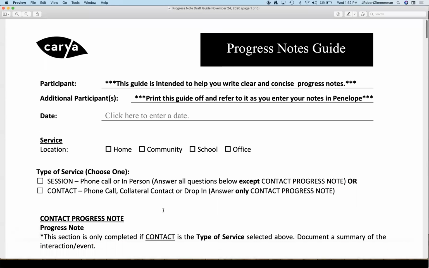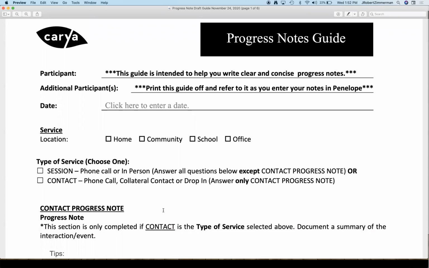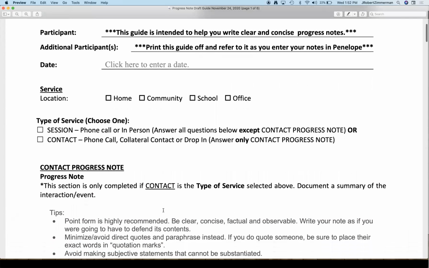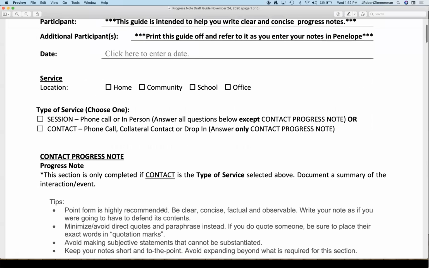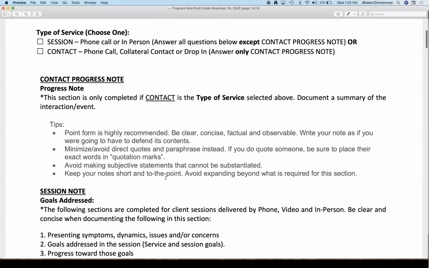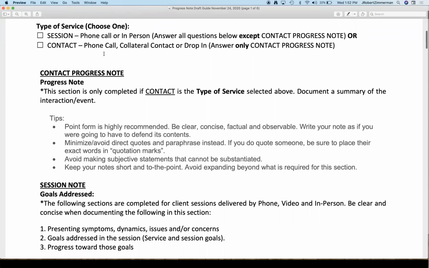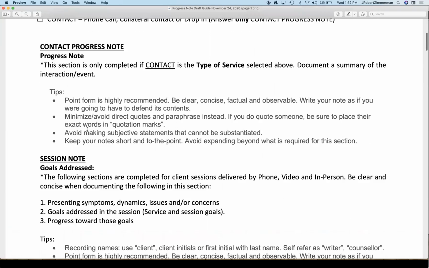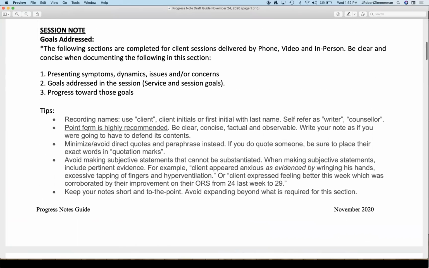So this is structured to look like what's in Penelope and on the W drive. Some of these fields auto-populate, like participant and date, in Penelope. So we want to go to the type of service. For our progress notes, we would click on session. If you happen to do contact notes for a phone call or collateral contact, there's some tips here for you as well. But for progress notes, we click on session, and that would take us down to this section here.